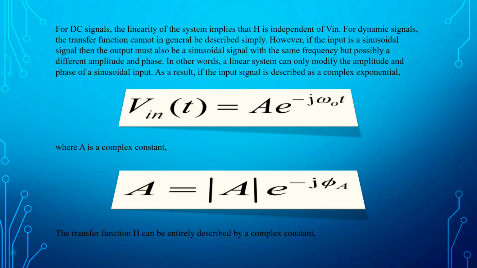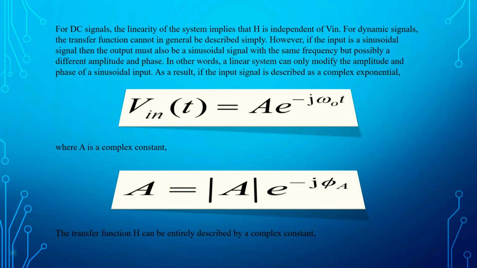However, if the input is a sinusoidal signal, then the output must also be a sinusoidal signal with the same frequency but possibly a different amplitude and phase. In other words, a linear system can only modify the amplitude and phase of a sinusoidal input.